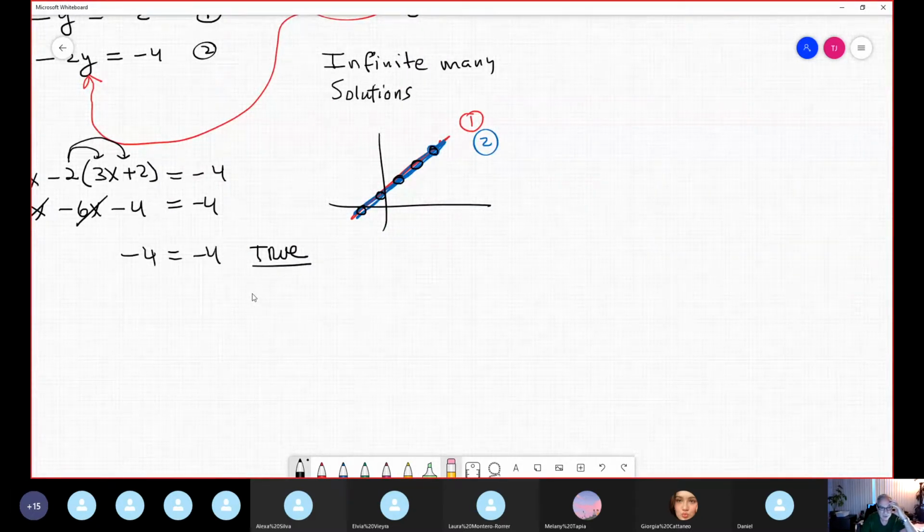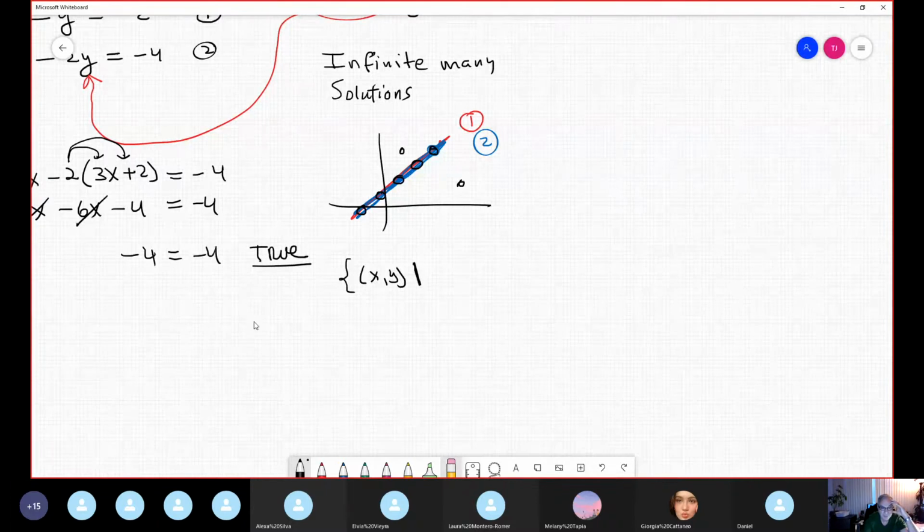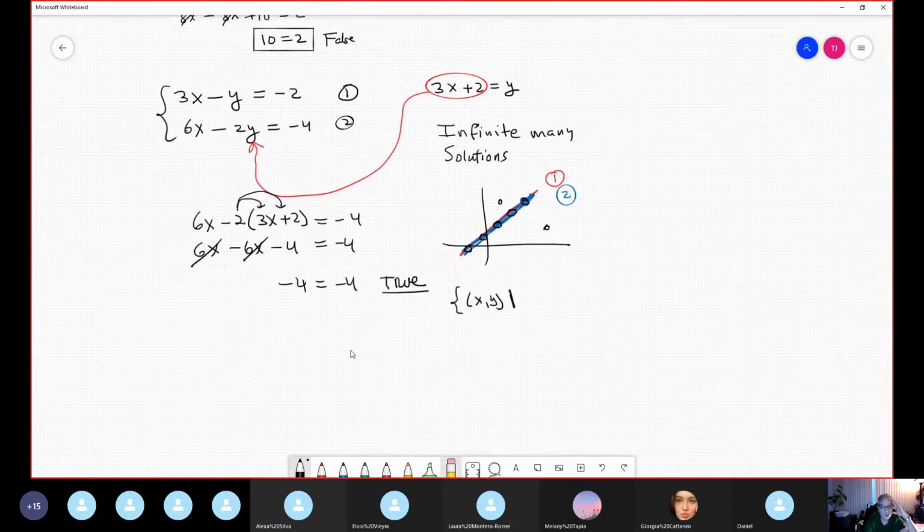It is all real numbers? No, it's not infinitely many solutions, but not all real numbers, because this point is a solution, but this point is not, and this point is not. So the ordered pairs only such that satisfy either equation, equation 1 or equation 2.